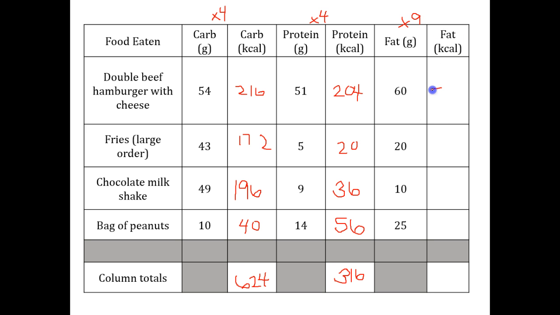And then finally, unlike protein and carbs, for every gram of fat is going to be 9 calories. So we're going to do 60 times 9 to get 540. Do 20 times 9 to get 180. 10 times 9 to get 90. And then 25 times 9, 252. So altogether, this comes out to 1062.